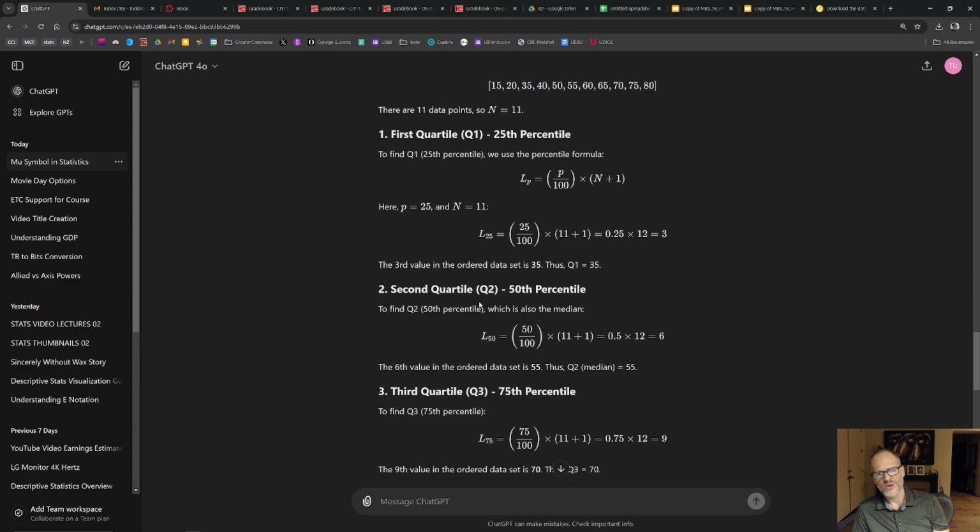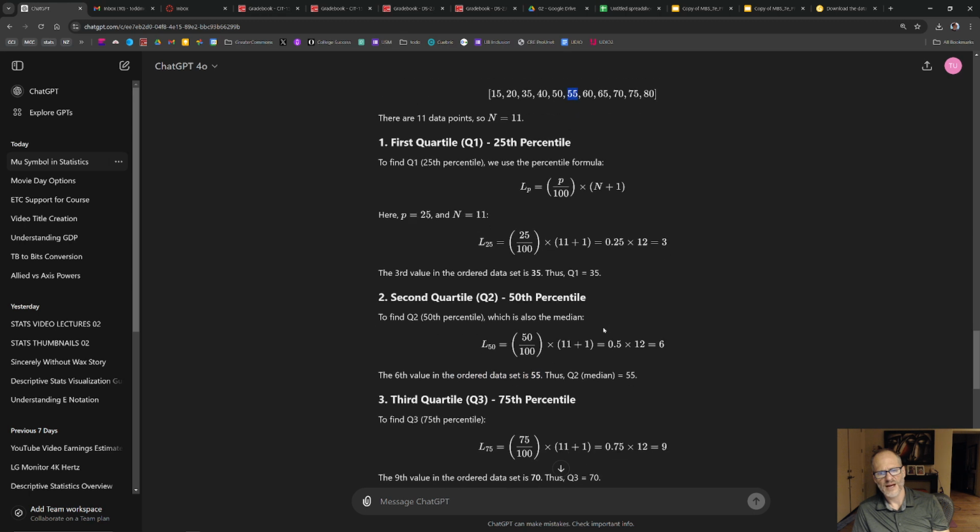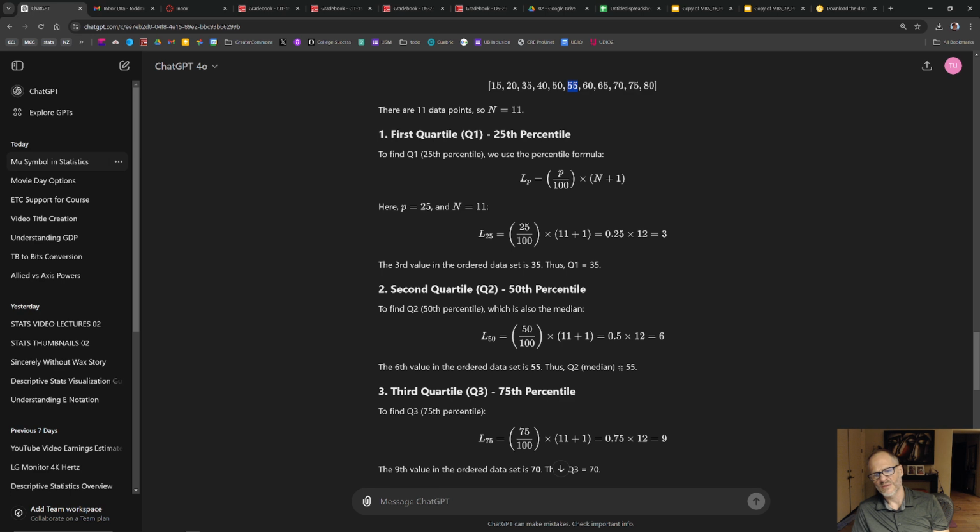And then Q2 is going to be 50 over 100 times 11 plus 1, that's going to be 6. And so that's the sixth value in the ordered data set. 1, 2, 3, 4, 5, 6. So there's 55. Thus Q2, the median, is equal to 55.